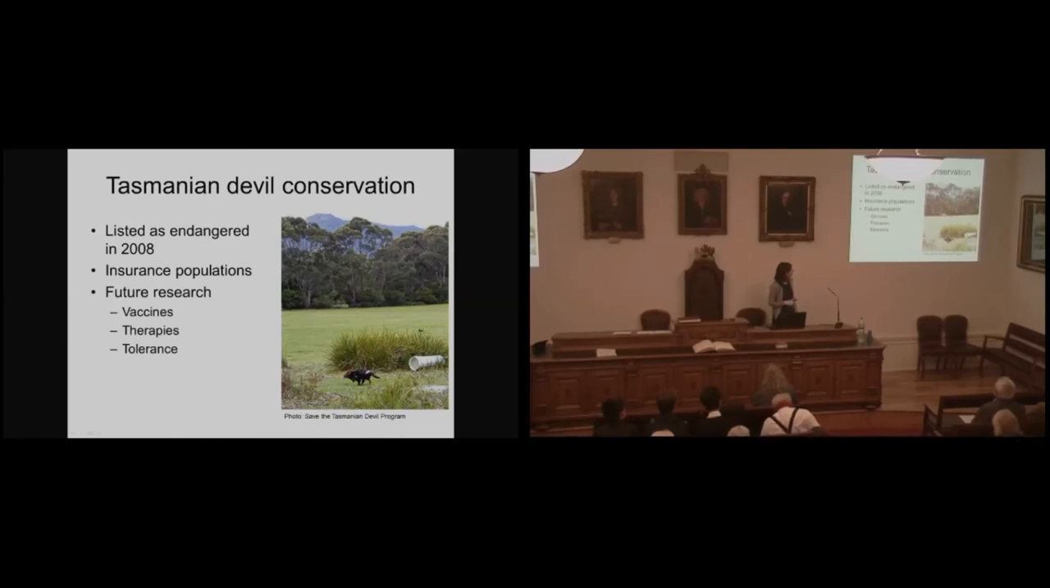And this is actually one insurance program. It's an island off the east coast of Tasmania, which previously didn't have any devils. And this is the first animal being released onto that island. That program has been very successful. They're breeding well, and that means there's a backup plan in case the disease does cause extinction. However, the devils in the wild are continuing to die from this disease. There's a lot of research going on into potentially developing vaccines or other therapies, and a lot of interest in understanding the evolution of this disease.